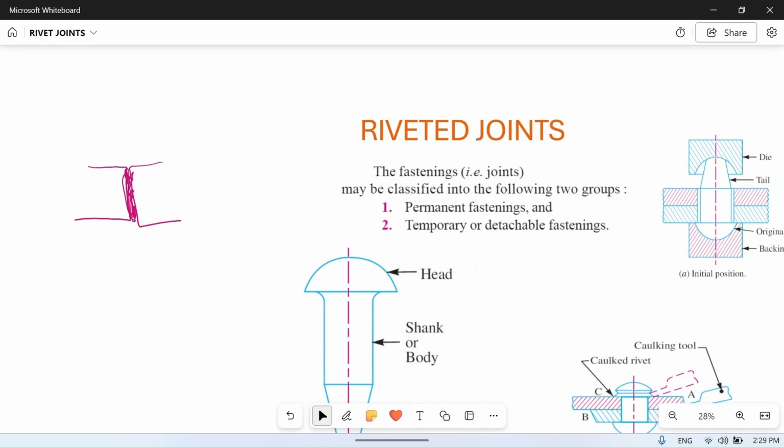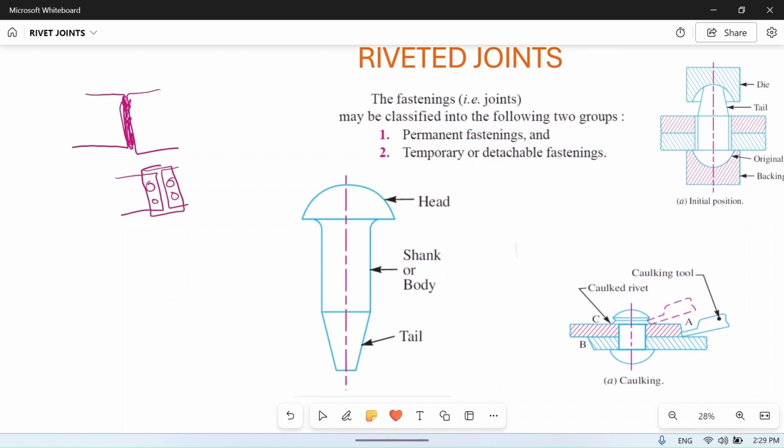Similarly, riveting is also a permanent fastener. You cannot use the same rivet to make a joint again, okay? But suppose we use nuts and bolts or screws to join these two plates with another plate, then we can unscrew it, dismantle the joint, and use it again. So a temporary or detachable joint is like a nut and bolt joint, screw joints, and lock and keys, etc. But a permanent joint is like welding or riveted joints.